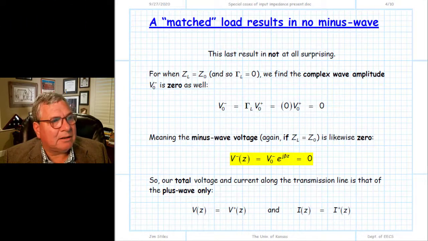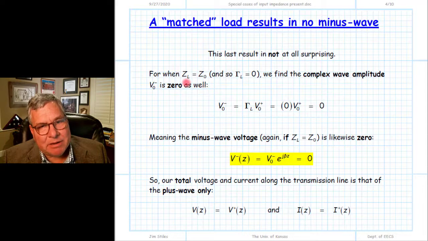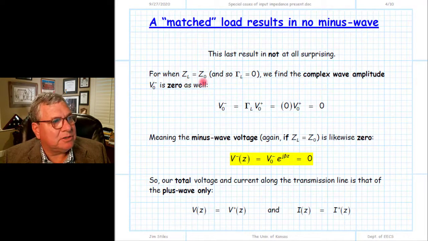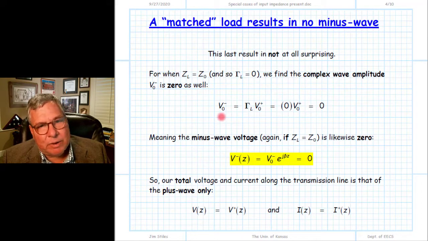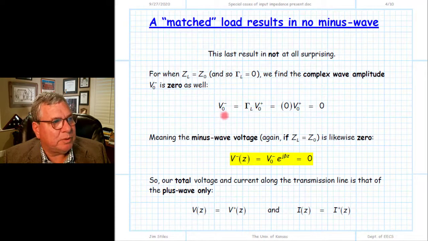Let's show mathematically why this result is true. As I said, if gamma L is equal to 0, which is the same statement as the load impedance numerically equal to Z0, if the load is a quote-unquote matched load, then gamma L is equal to 0 and vice versa. And from that, we know that the complex wave amplitude of the minus wave, V0 minus, therefore is going to be equal to 0. In other words, there is no minus wave.